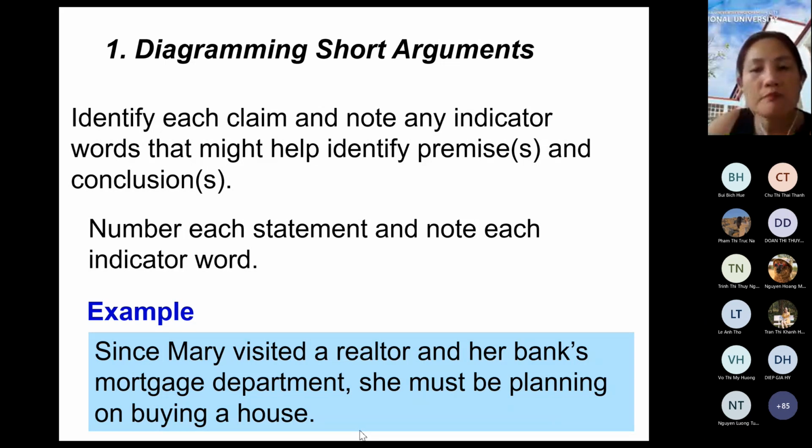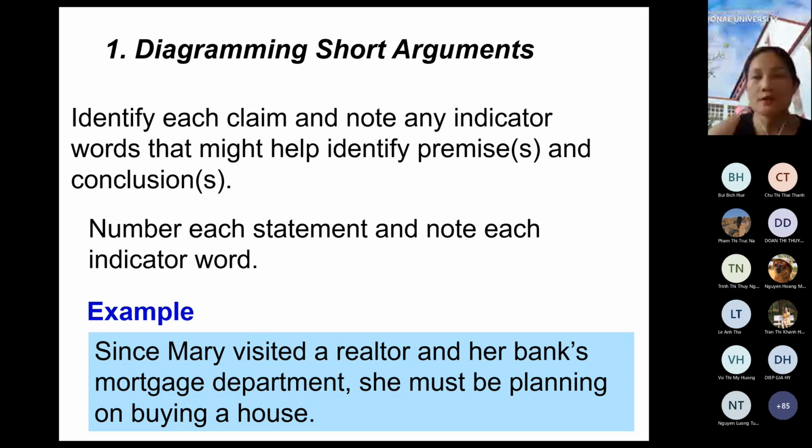If you break and it makes sense, then you can break. Why don't you break? If you don't break, you will make the content quite confusing and difficult to analyze, isn't it? So in this case, I suggest Trọng break the premise statements into two single ones, like our friend just mentioned. Okay, first, Mary visited a realtor. That is separate information from visiting her bank mortgage department, isn't it? And then the conclusion, all of you agree, she must be planning on buying a house.